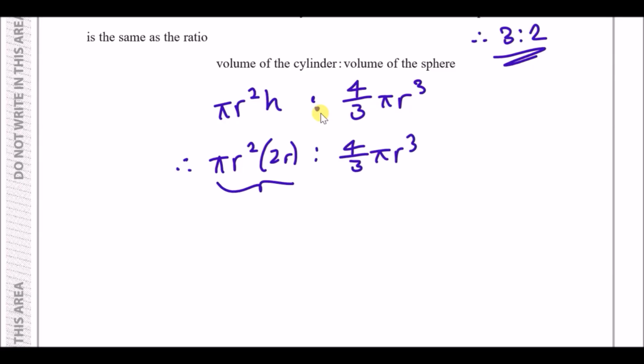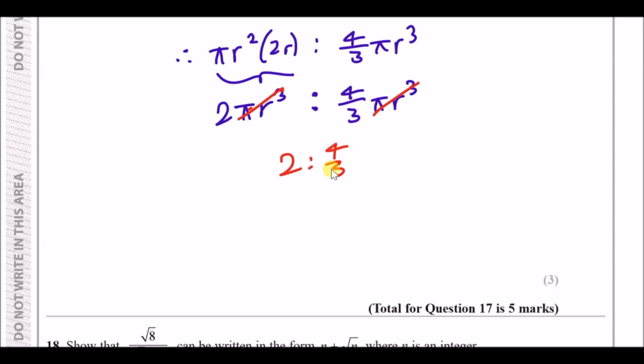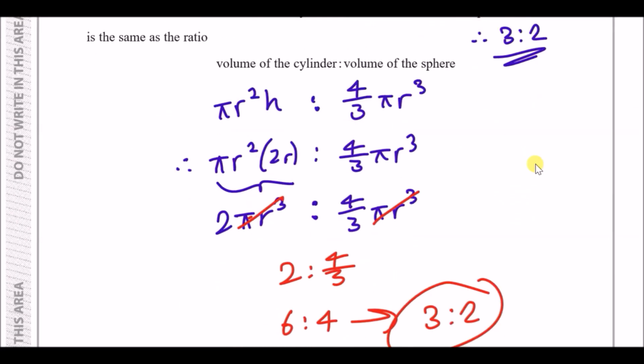Now just simplifying this bit, again, you just stick 2 in front times the r, so you get 2 pi r cubed proportional to 4/3 pi r cubed. And now cancelling all the like terms, like pi r cubed on both sides, you now get 2 to 4/3. This is actually not such a difficult question. And now, all you want to do is times 3 across to clear the fraction. So you've got 6 to 4. And then simplifying this by halving it, you're going to get 3 and 2. Done. And then you've got the same ratio.